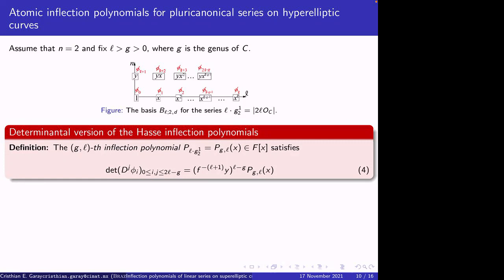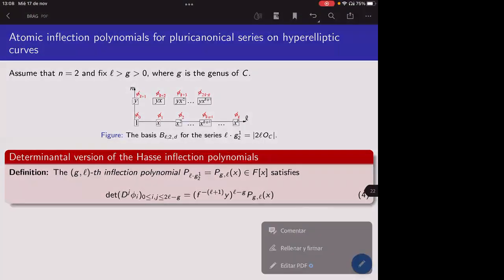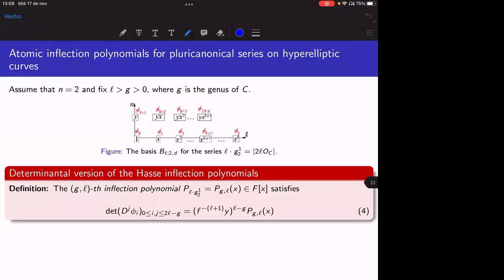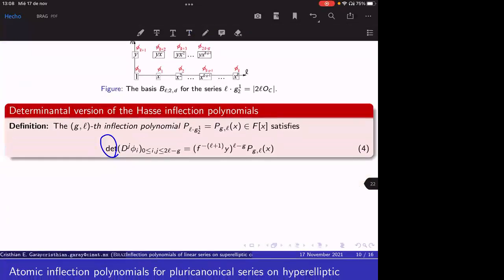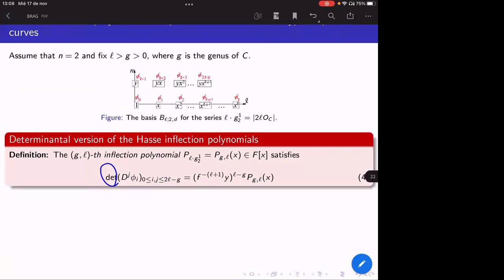It says that if you compute the Hasse-Wronskian by definition, then it may be expressed as a factor of f and y to some powers times the polynomial. And this is the definition. So it is a determinantal definition, because this is a determinant, right? And it tells you that the factor that completes this functional equation is the inflection polynomial. Okay.